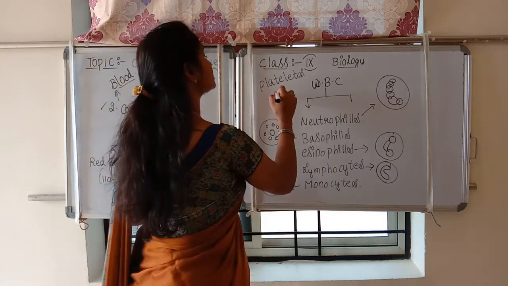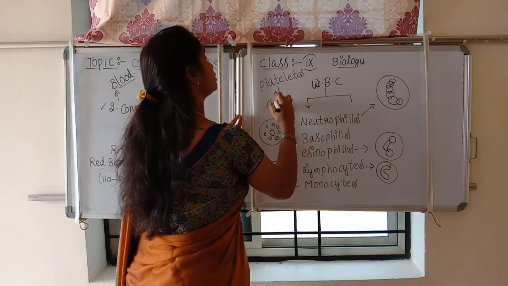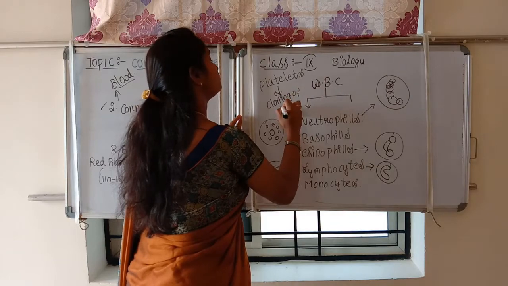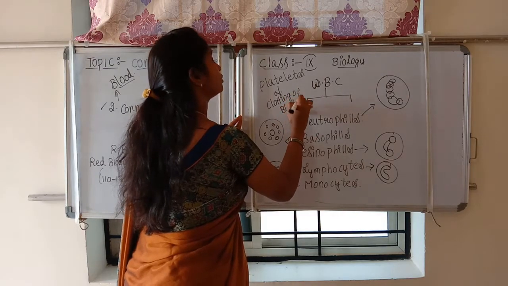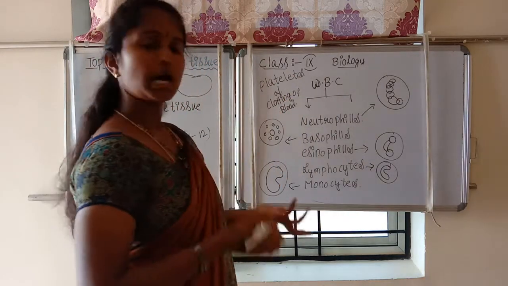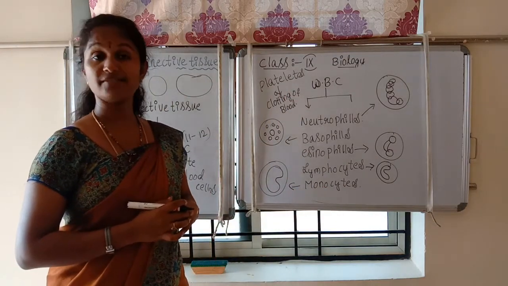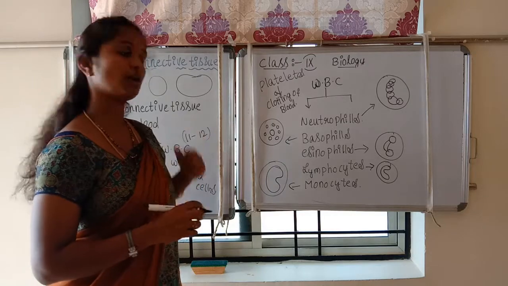And the platelets are going to be helpful for clotting of blood. And how may we observe all these types of cells in our blood? We have one activity. What is that activity? Now we will see.